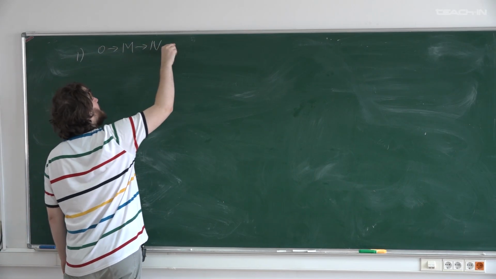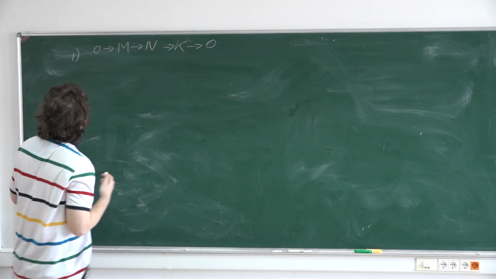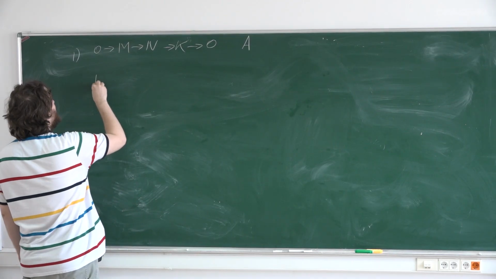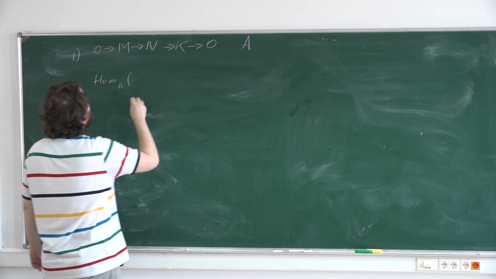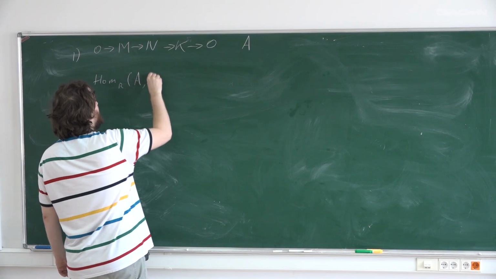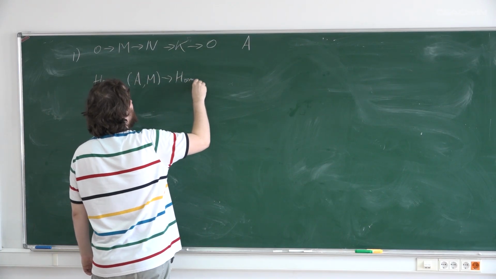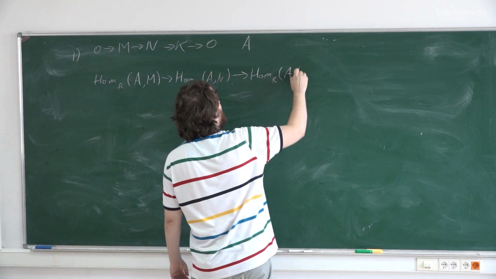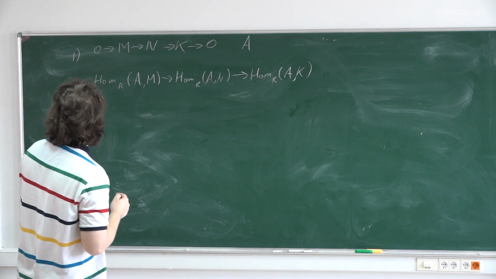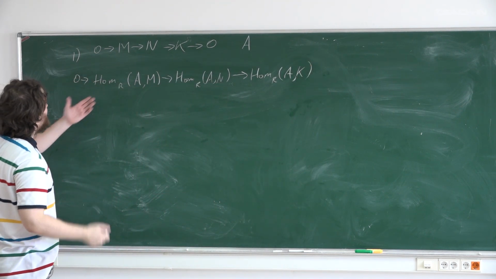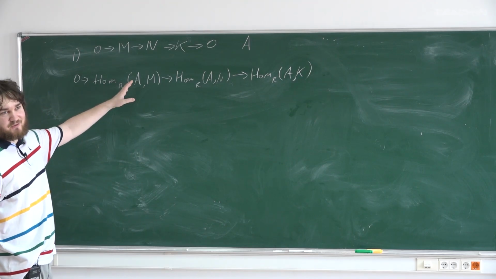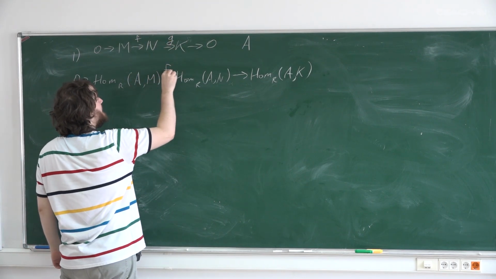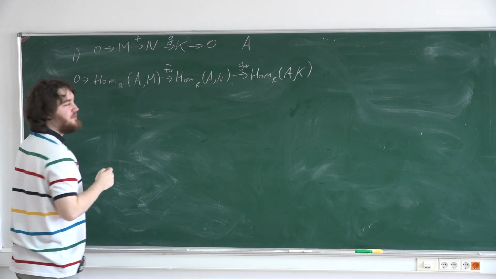If we have a short exact sequence of, for example, left modules, and we have some left module A, then we have Hom over R from A to M, Hom from A to N, Hom from A to K, and we have an obvious injection in this place. We have F and G. This is F star and G star. It's by definition.